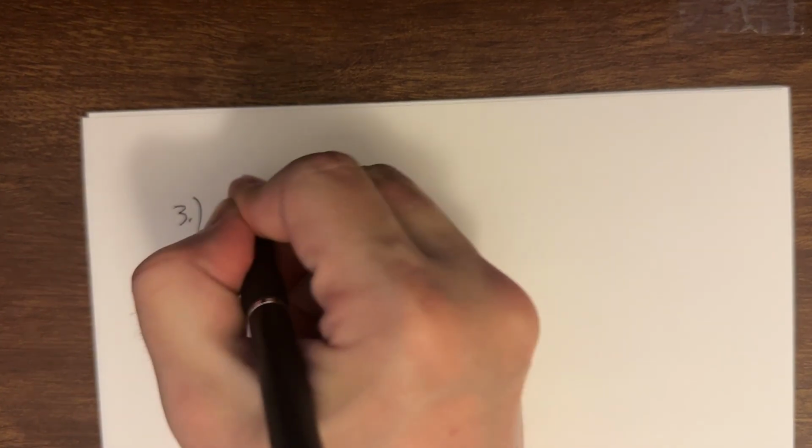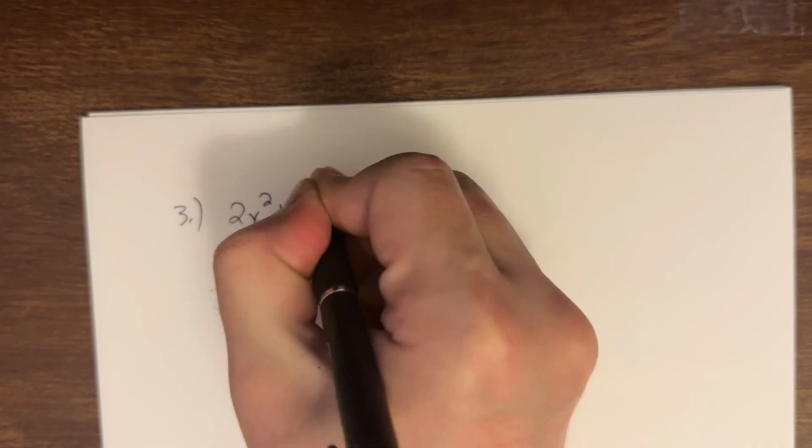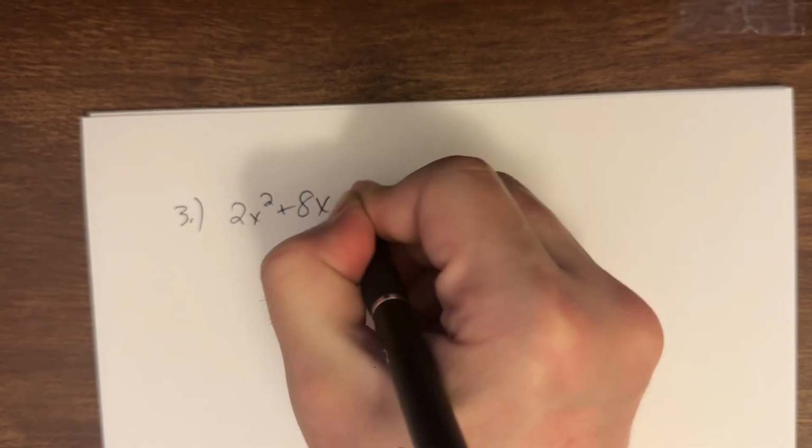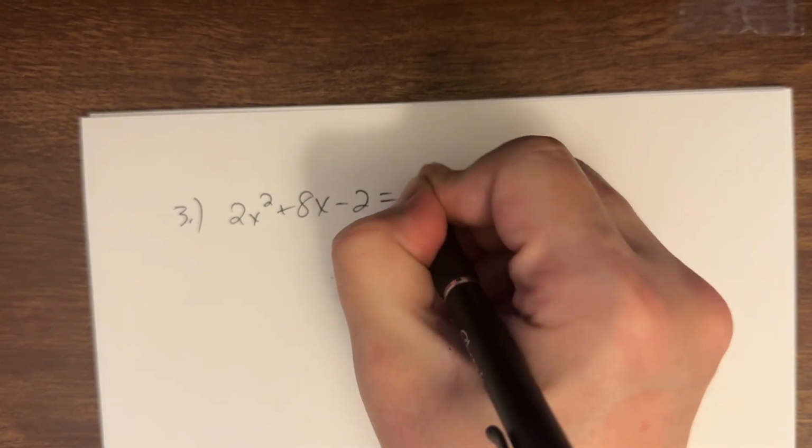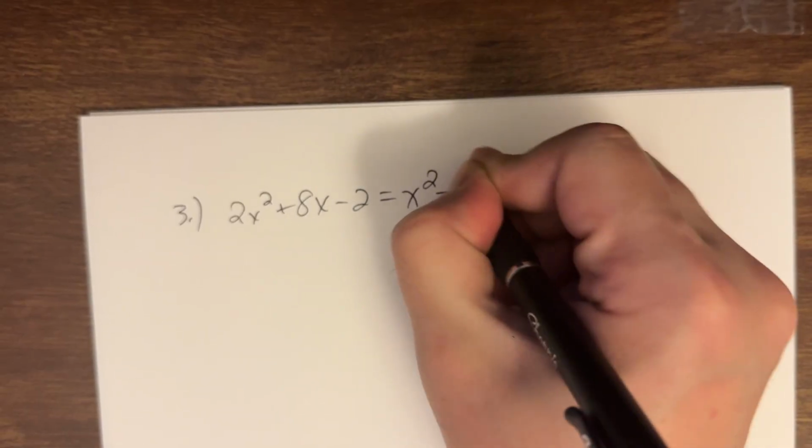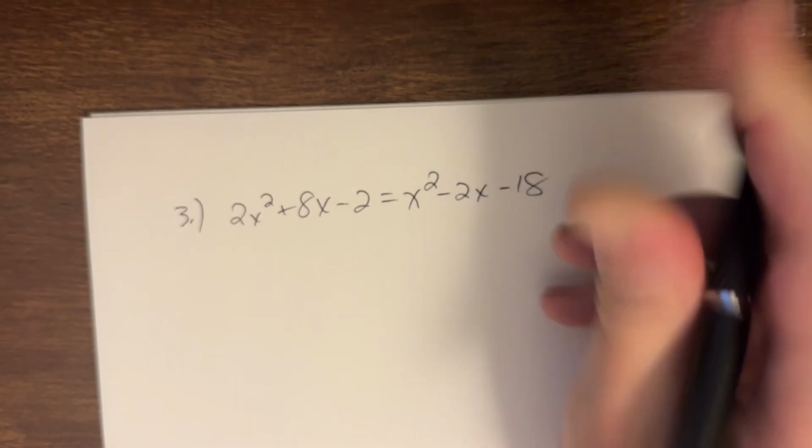Number 3, we're still solving for x. Number 3, we're looking at 2x squared plus 8x minus 2 equals x squared minus 2x minus 18.